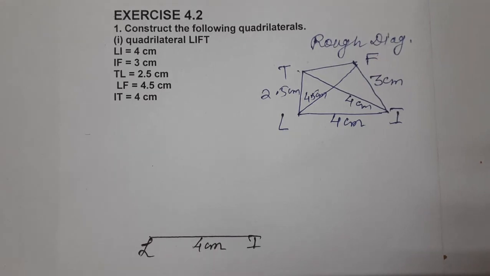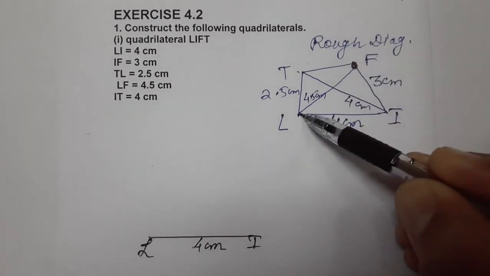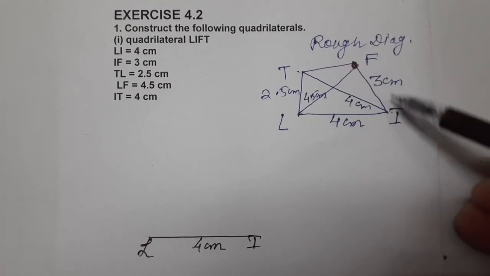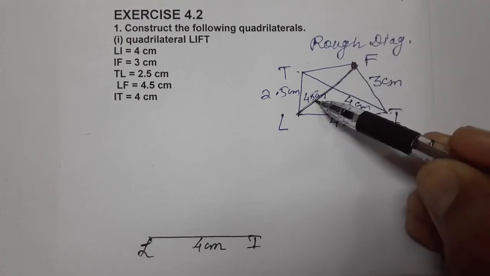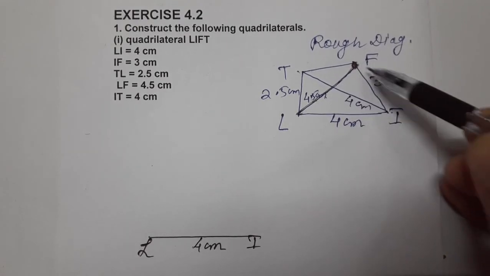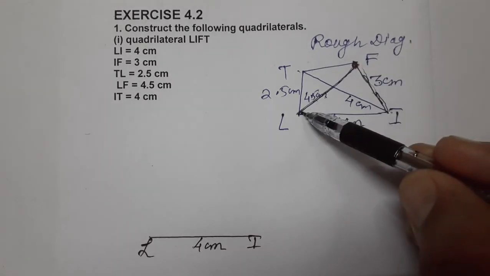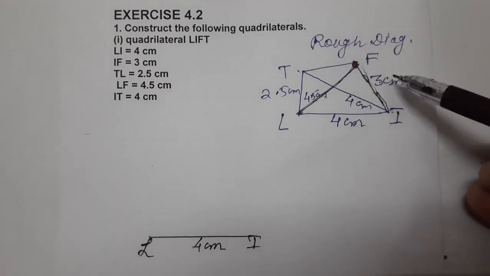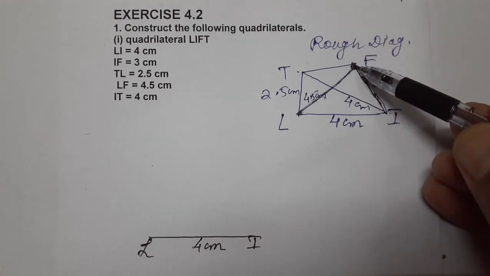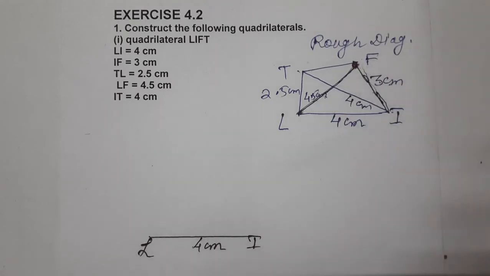Now, see the point. Which point first of all we have to make? See, first let's make point F. LF 4.5, IF 3. See, LF 4.5 and IF 3 centimeter. So this point F we'll make first. So we'll draw the arc of radius LF 4.5 and IF 3 centimeter so that they will intersect at the point F. Then we'll join these two. Okay, so let's start L to F 4.5.